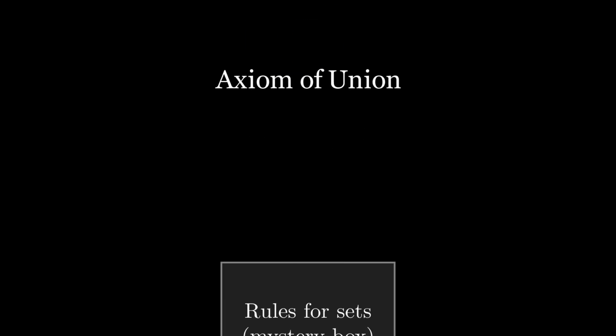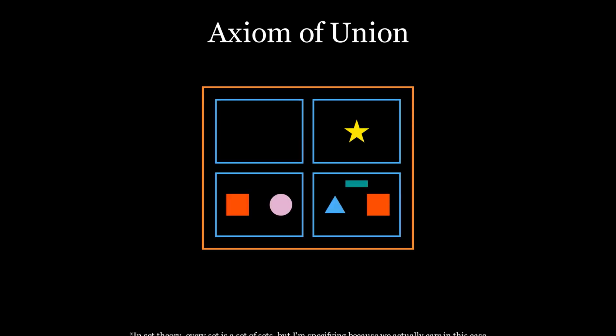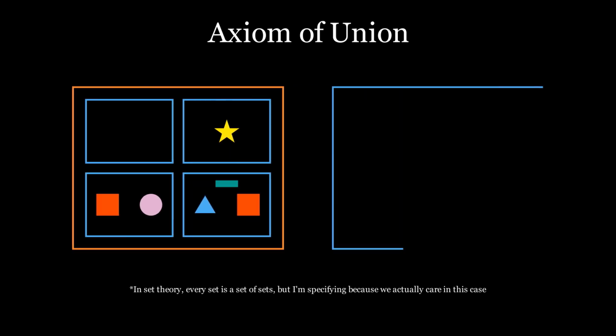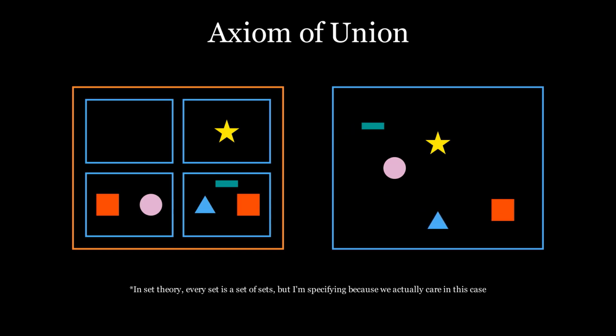Next, the axiom of union. This tells us that given any set of sets, we can form a set which contains every element of each of those sets. Essentially, we can dump out each of these sets into a new set.